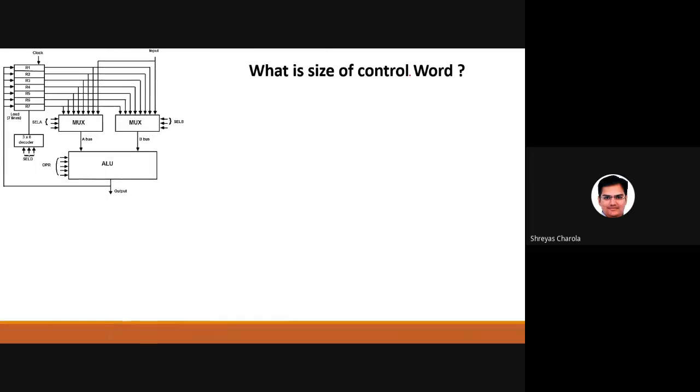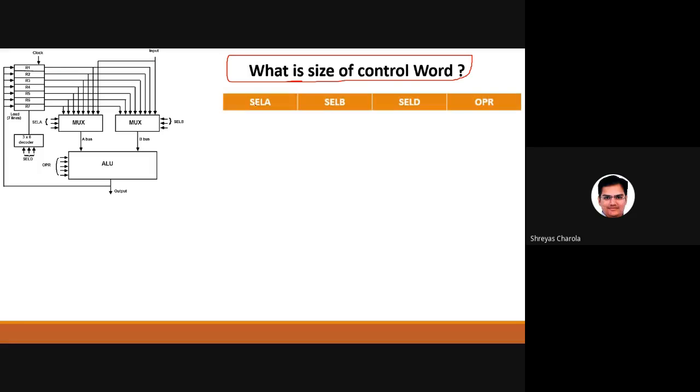Now suppose we want to find the control word size. Last time we saw the definition: a control word is nothing but a group of bits. Here I have selection A, selection B, selection D and the operation to be performed. Suppose 3 bits are required here, 3 bits here, 3 bits here, and 5 bits here. Why? What is the reason? Can anyone tell me the reason why 3 and 5?